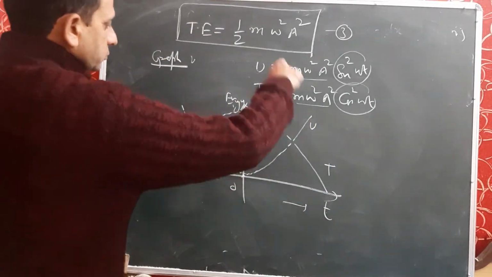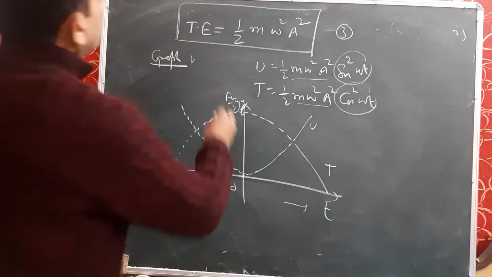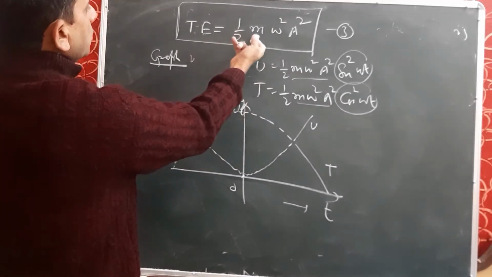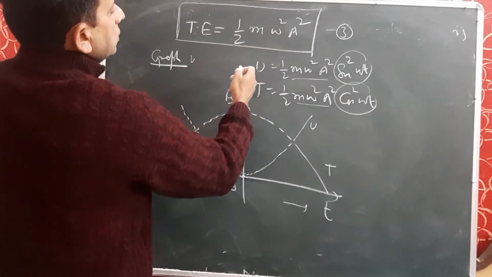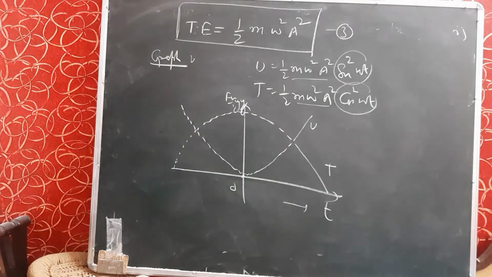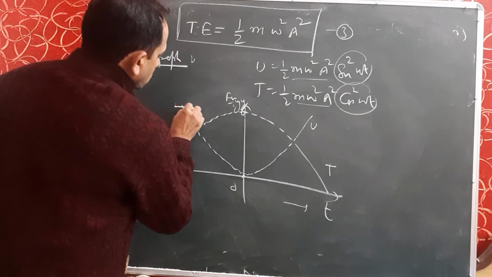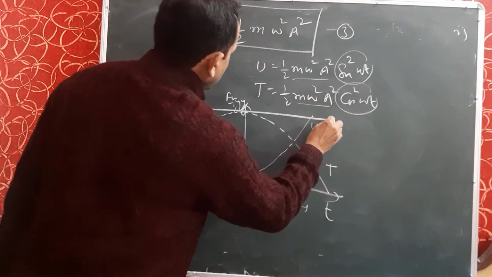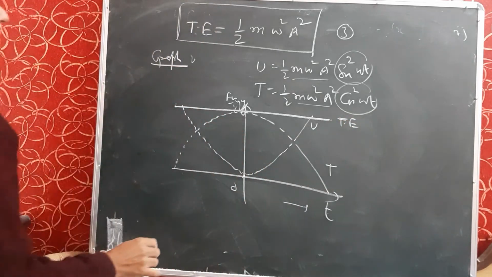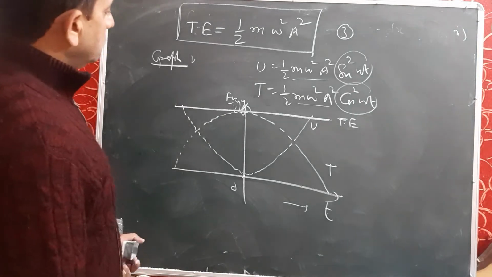Both are opposite to each other, and the total energy is always constant, because half is constant, m is constant, omega square is constant, a square is constant. So there is no variable of t; it is constant. So this constant is like this. This is TE, the total energy. So these are the three graphs which represent the three energies.